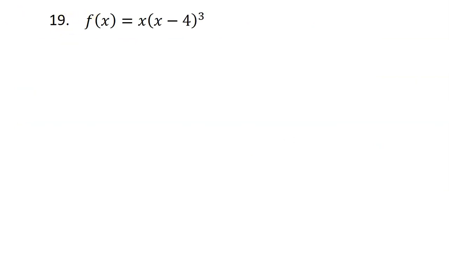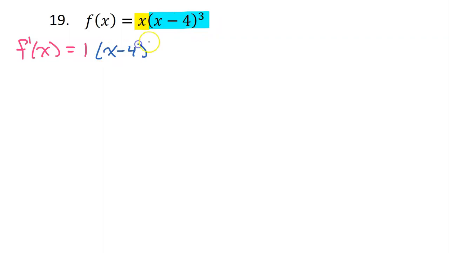Let's do one more, shall we? This one is going to require the product rule. We will look at this as this function times this function. So f prime equals, we take the derivative of the first factor, which is 1, and then we multiply by the second factor left unchanged.